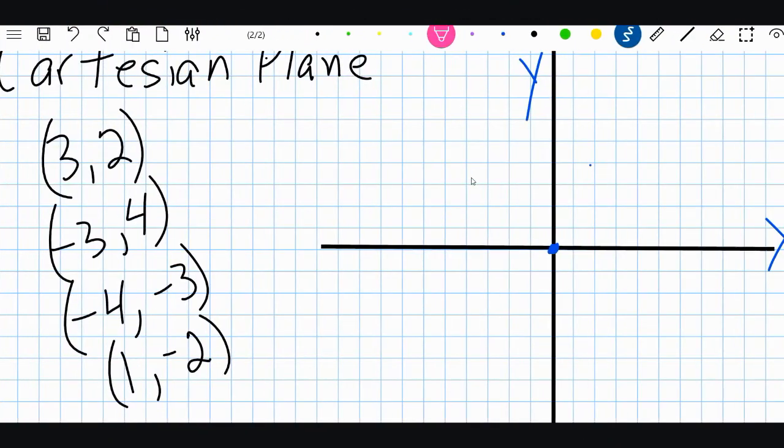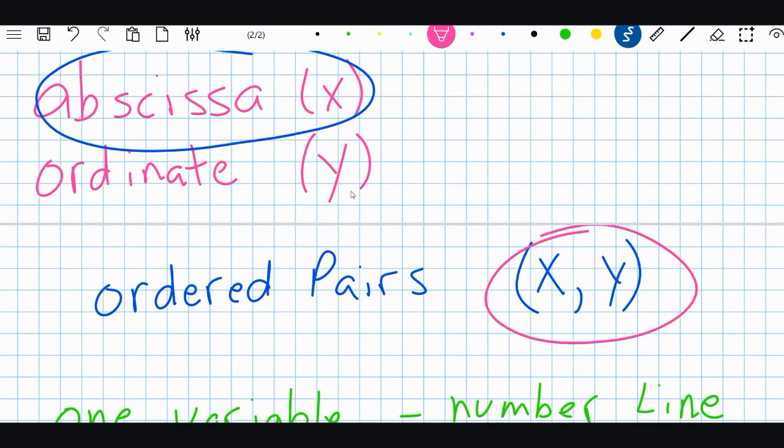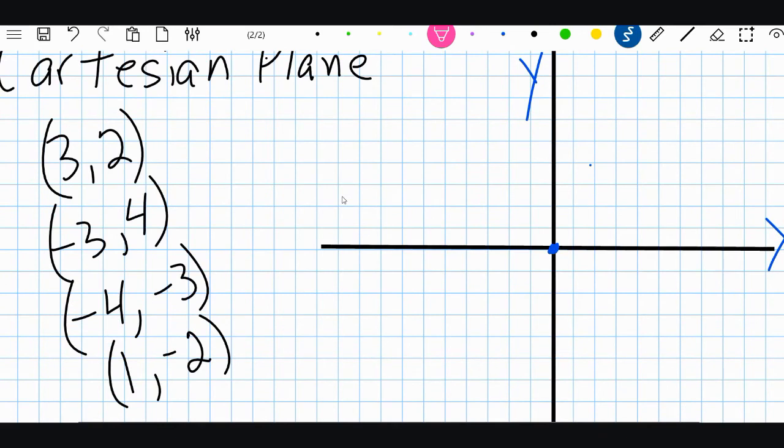So let's start with this one. Now, when we look at that one, we have to remember that the ordered pairs go x and then y, x and then y. So this first number is going to be our x number, this 3. So here's what we want to do. We want to count over 3. One thing that I'm not sure that I mentioned is when we go to the right, we're going positive. When we go to the left, we're going negative. When we go up, we're going positive. And when we go down, we're going negative. So that's how you know which way to go. Up is positive, right is positive, down is negative, left is negative.